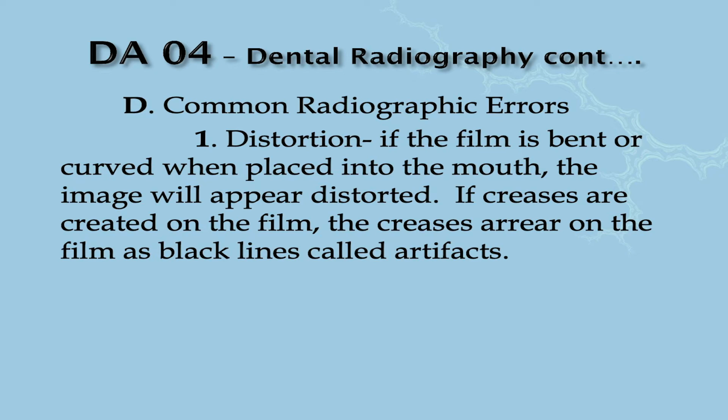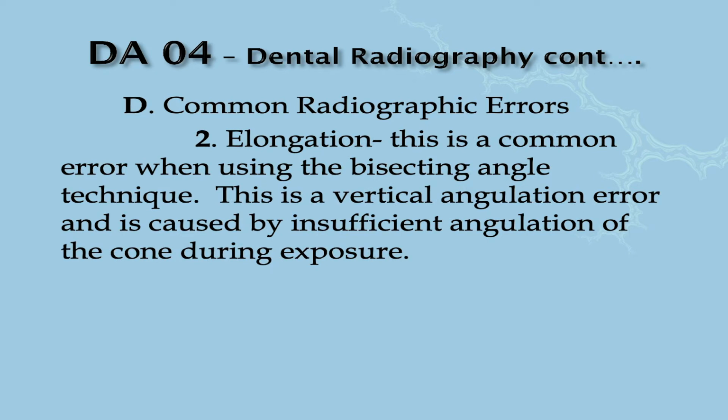Some common x-ray or radiographic errors include distortion. The film is either bent or curved when placed in the mouth, and that image will look distorted. Elongation is a common error when using the bisecting angle technique. It's a vertical angulation error, and it's caused by insufficient angulation of the cone during exposure.